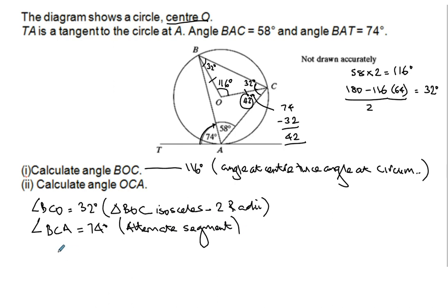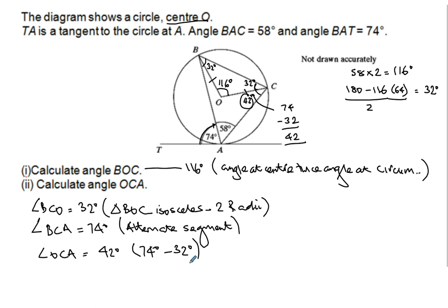Yeah, okay, and then you go angle OCA equals 42, because you've got your 74 minus your 32. Okay, yeah, that was good, wasn't it?